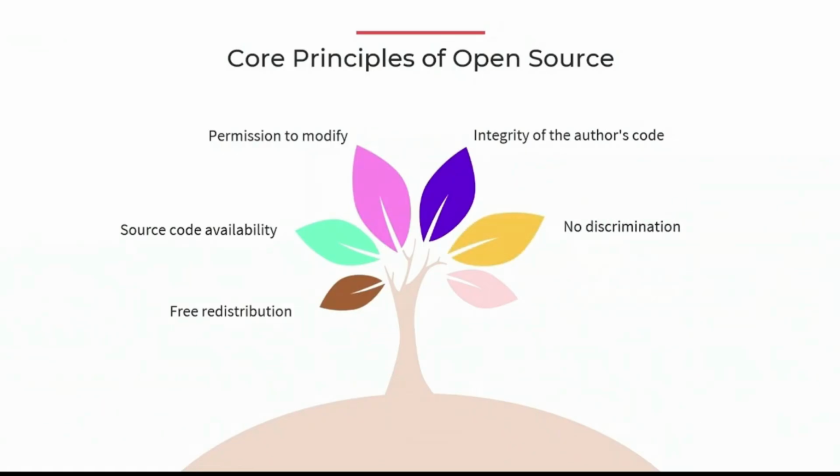Next is the principle of no discrimination. Anyone can use it, regardless of their field of work or where they live. Followed by technology neutrality. The license shouldn't depend on the type of software or technology it's used with. These principles are outlined in the open source definition, which is managed by the Open Source Initiative, OSI. It ensures that open source software stays truly open.